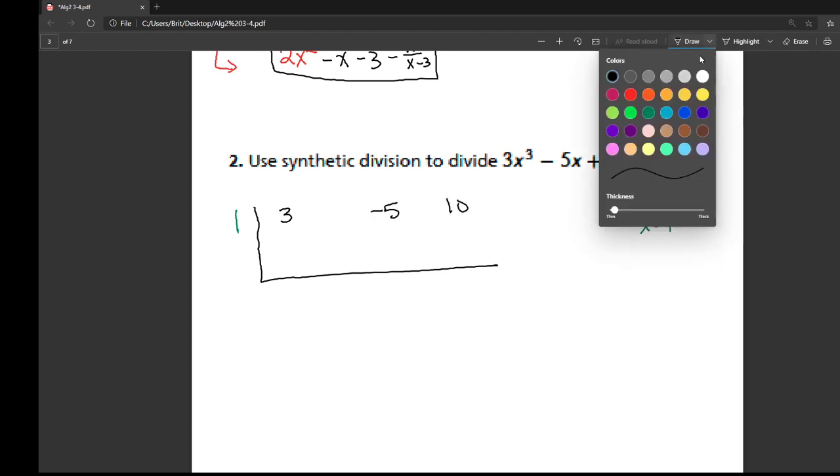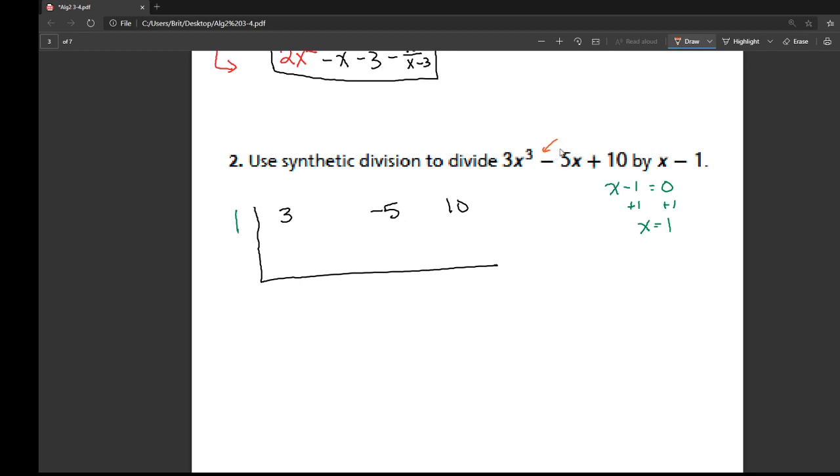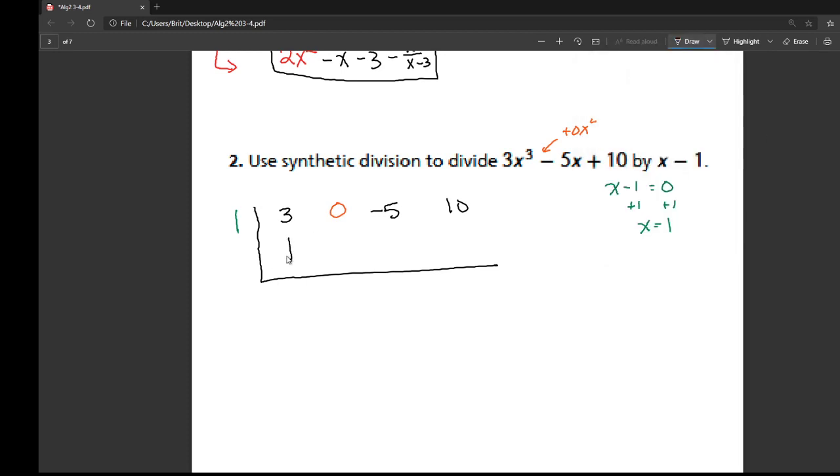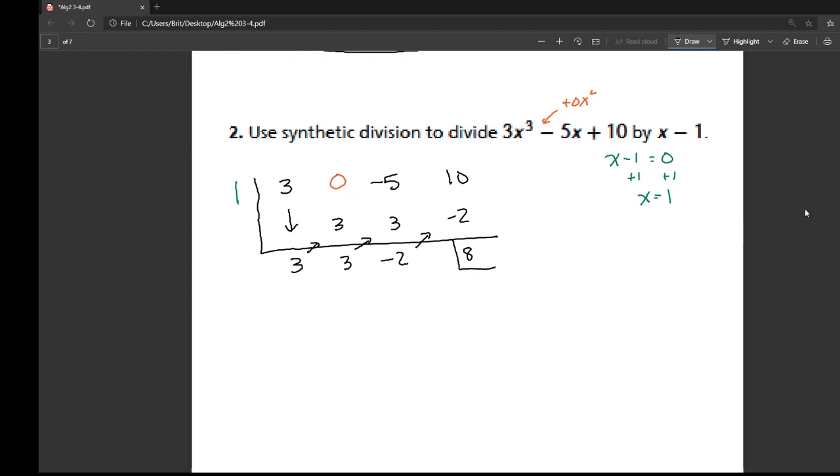So I'm missing the square term. So remember there's a plus 0x squared in here. So I'm going to fill in a 0. Alright, now I'm going to drop down my first term and then do my braid. So 1 times 3 is 3, and then I add down. 1 times 3 again is 3, and then I add down. And then 1 times negative 2, negative 2, you add down and you box it.